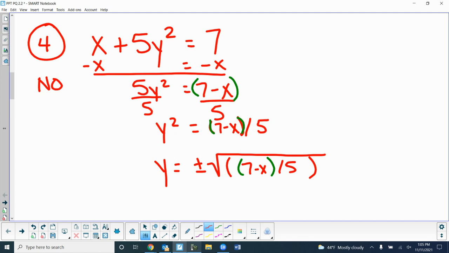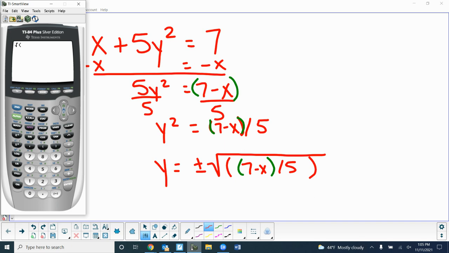Okay. When I type it in my calculator, remember I got this plus or minus. So I got to do the positive one and the negative one. So a second set of parentheses. And then the negative one, remember, use the negative sign here at the bottom. Don't use the minus sign, that'll mess you up. Okay? And then punch it in the same way.